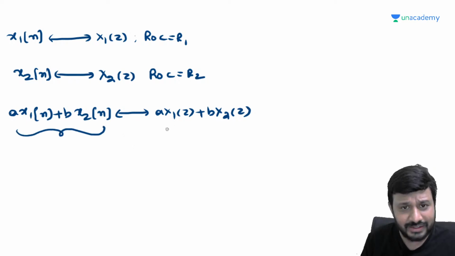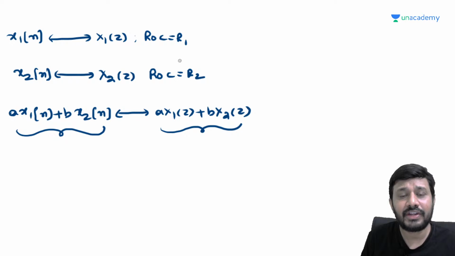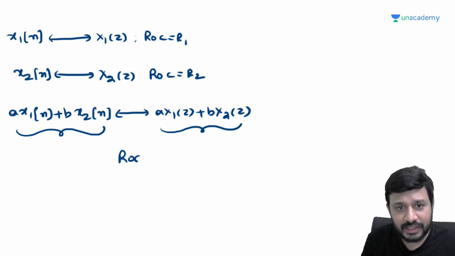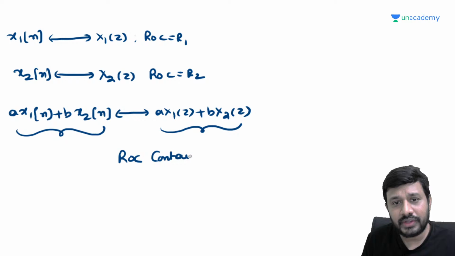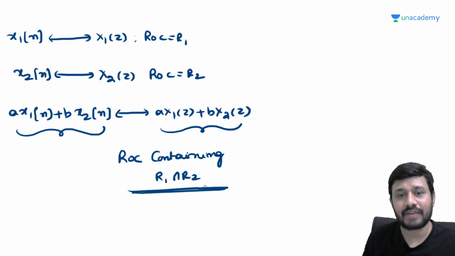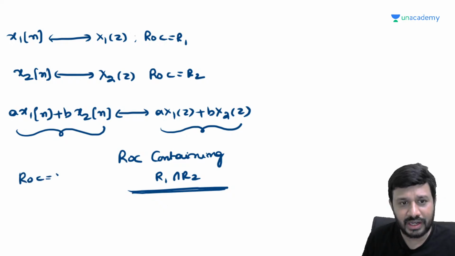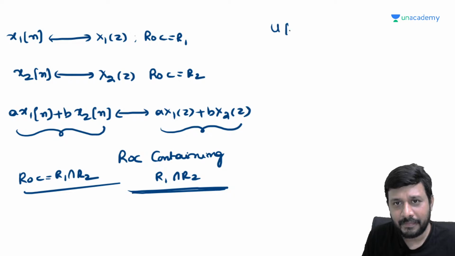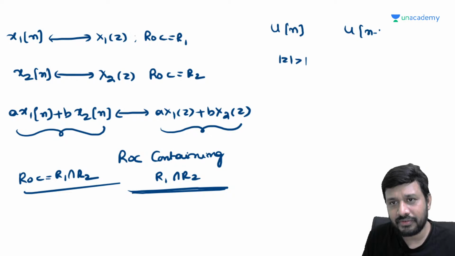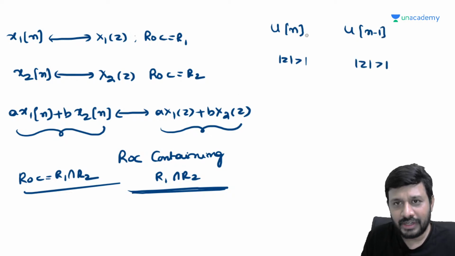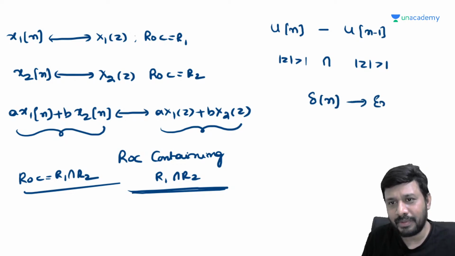But by adding these two signals, you will get a Z transform, and there will be a corresponding ROC which will include the previous ROCs also. So the statement written was ROC containing R1 intersection R2, which is not exactly ROC equal to R1 intersection R2. The example I told you: u[n] with mod z greater than 1, u[n-1] with mod z greater than 1. Now for the linear combination, if I subtract, according to the property I must take the intersection of ROCs, but u[n] minus u[n-1] is delta[n], whose ROC is the entire z plane.